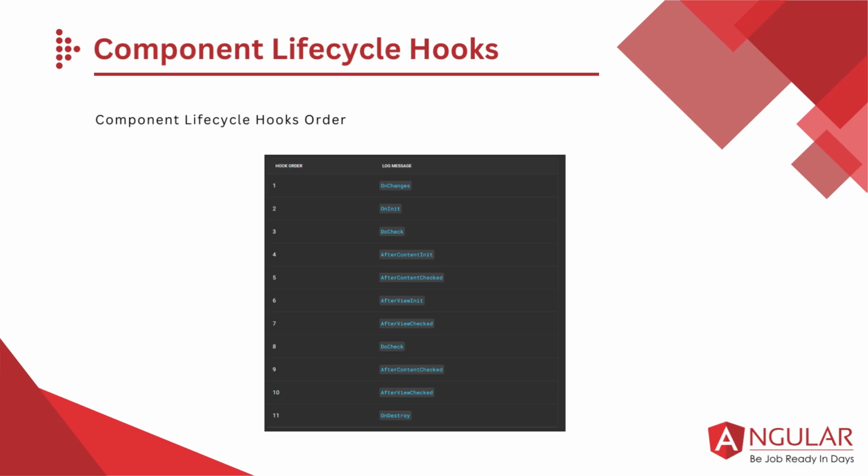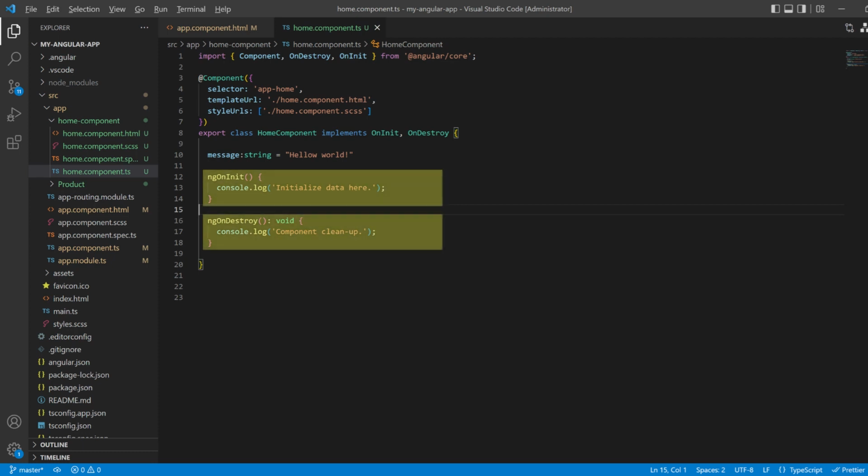5. Component lifecycle hooks. Angular provides several lifecycle hooks that allow you to perform actions at specific points in a component's life. For example, you can use ngOnInit to initialize data when a component is created, and ngOnDestroy to clean up resources when a component is destroyed.